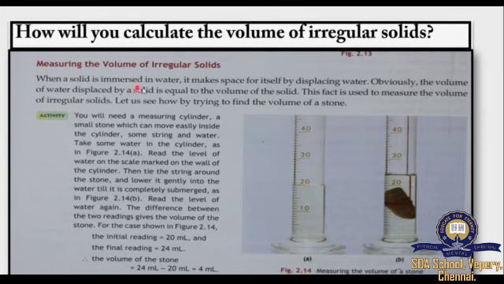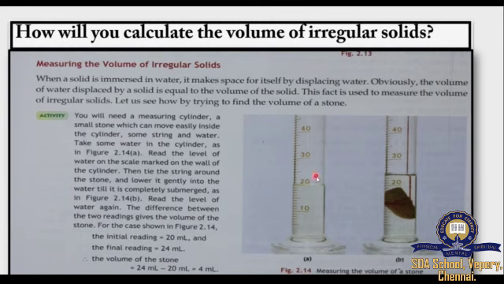When a solid is immersed in water, it makes space for itself by displacing water. Obviously, the volume of water displaced by a solid is equal to the volume of the solid. This fact is used to measure the volume of irregular solids. Let us see how by trying to find the volume of a stone. You will need a measuring cylinder, a small stone which can move easily inside the cylinder, some string and water.